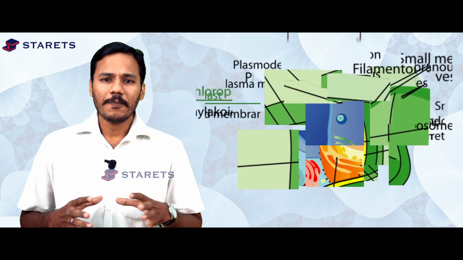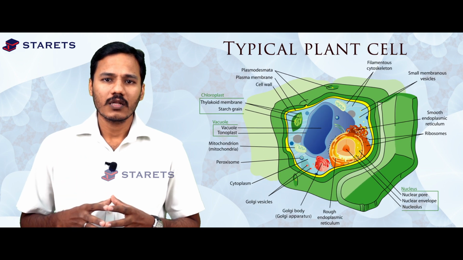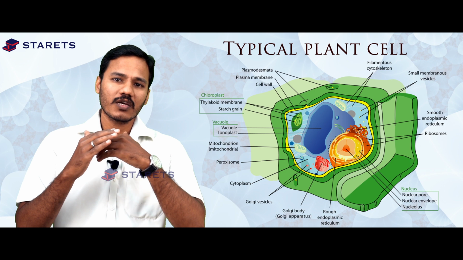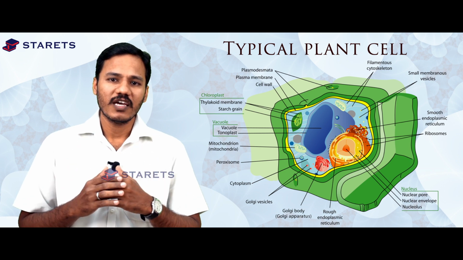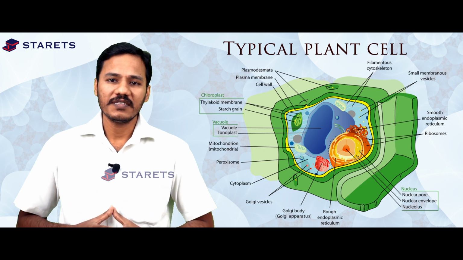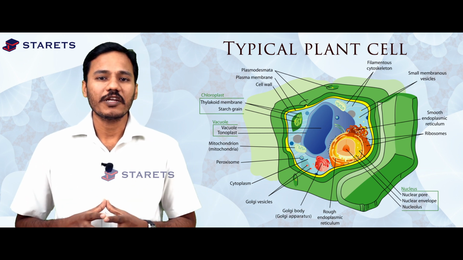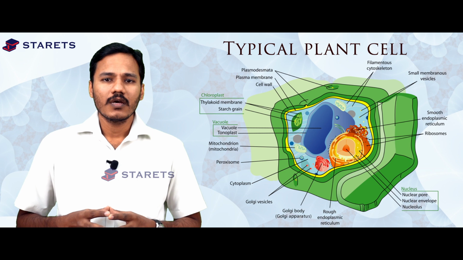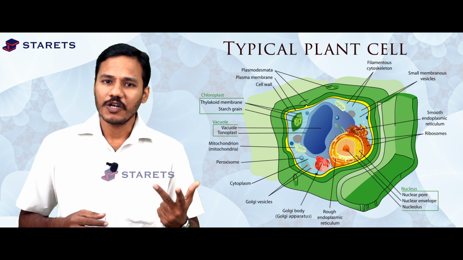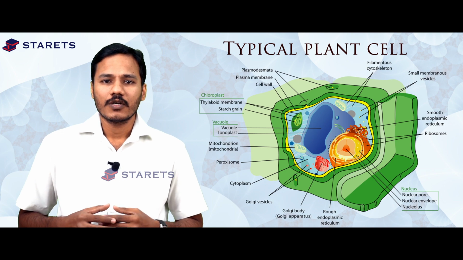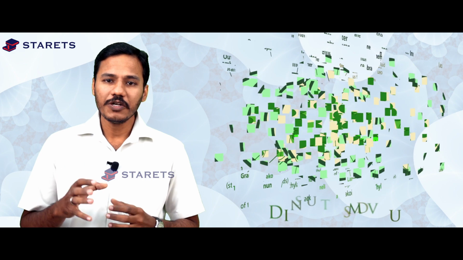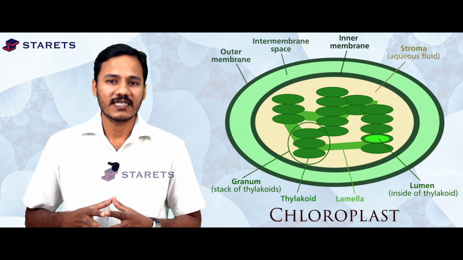The typical plant cell contains the cell wall, which is the outermost layer. Inside the cell wall the plasma membrane is there, and within that the cytoplasmic content is there, and various cell organelles are scattered in the cytoplasm. The cell organelles may be nucleus, ribosomes, endoplasmic reticulum, and so on. There are many cell organelles, but we need to focus only on chloroplast.